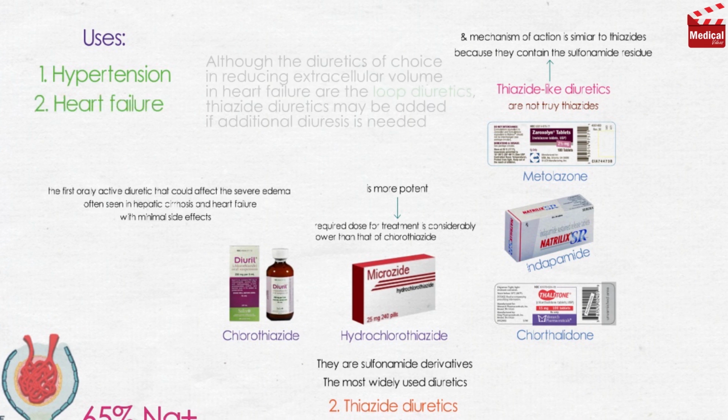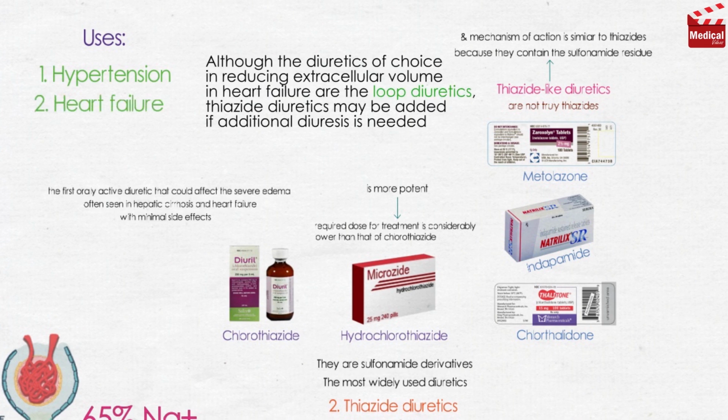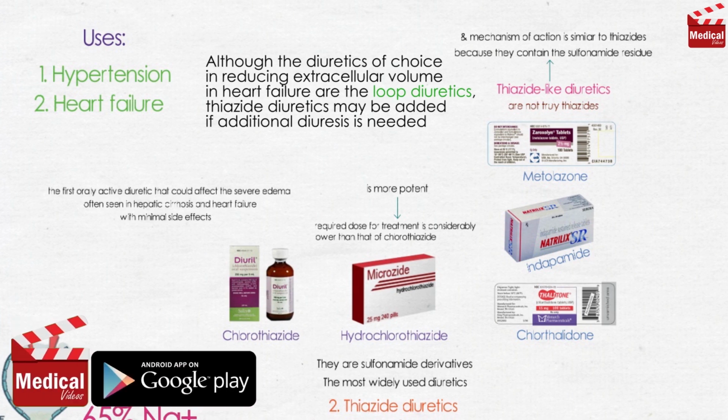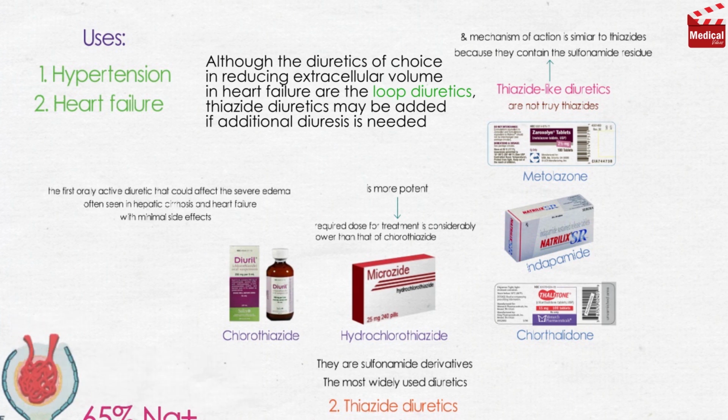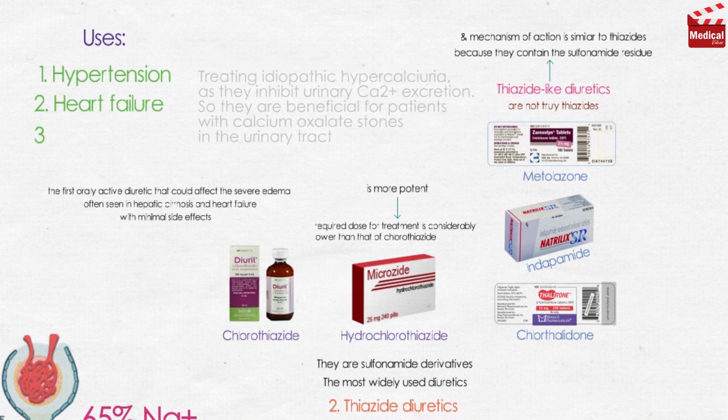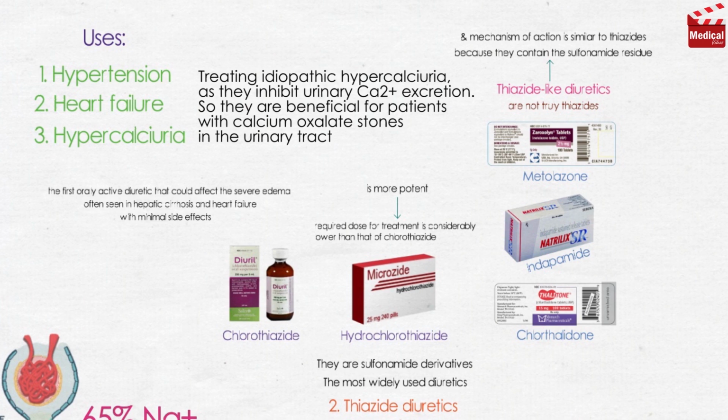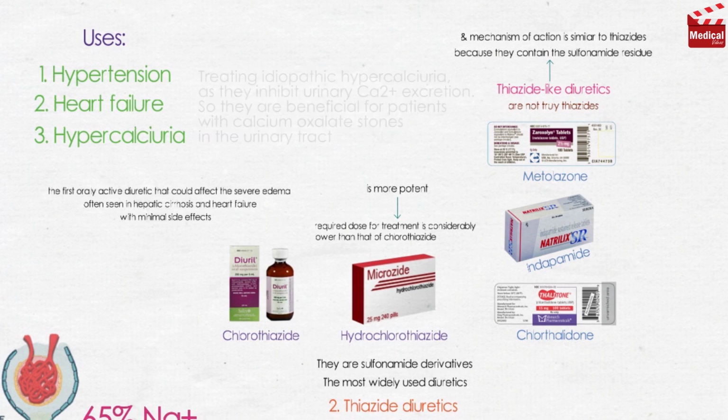Although the diuretics of choice in reducing extracellular volume in heart failure are the loop diuretics, thiazide diuretics may be added, if additional diuresis is needed. The thiazides can be useful in treating idiopathic hypercalciuria, as they inhibit urinary calcium excretion. So they are beneficial for patients with calcium oxalate stones in the urinary tract.